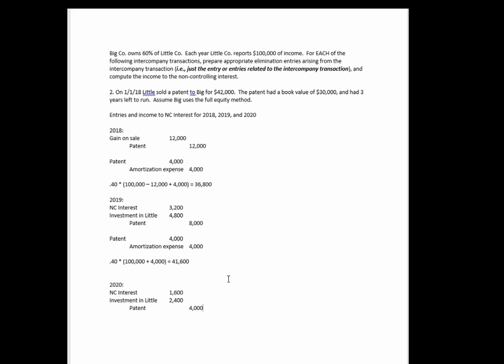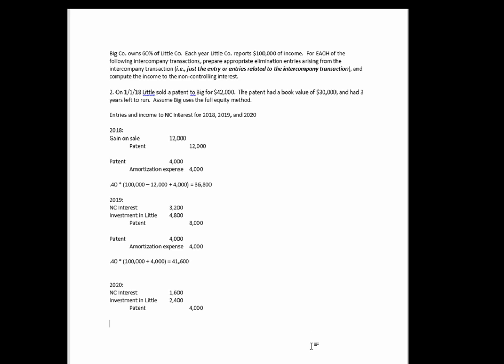If you think about it, this is the last year of the patent's life. On January 1st, 2020, Big had on their balance sheet a patent with a book value of $14,000. They had bought it for $42,000, and they had amortized it at $14,000 per year for 2 years. So Big's patent was $14,000. The true or correct patent value is only $10,000. Back at the beginning of 2018, it was on the books at $30,000 and would have been amortized at $10,000 per year for 2 years. So it would be down to $10,000. So what we're doing here is correcting the patent value, taking it from the inflated book value of $14,000 down to the correct book value of $10,000.